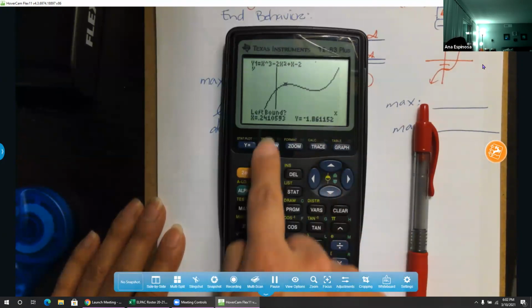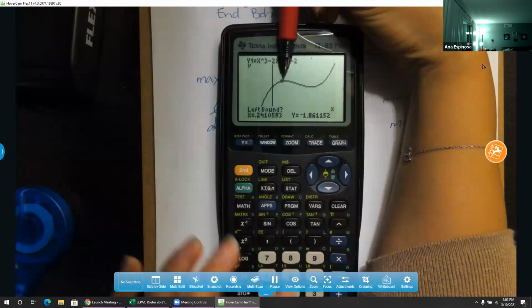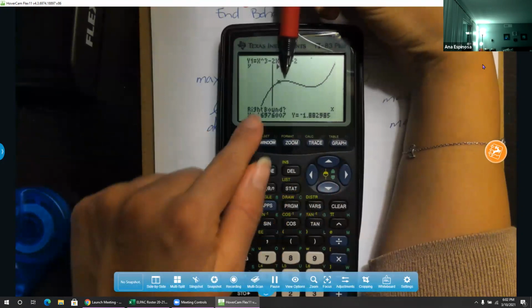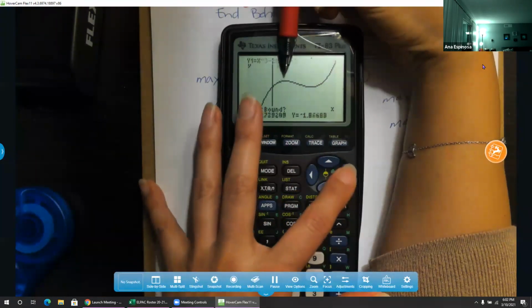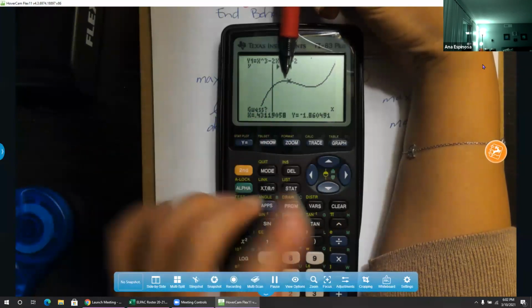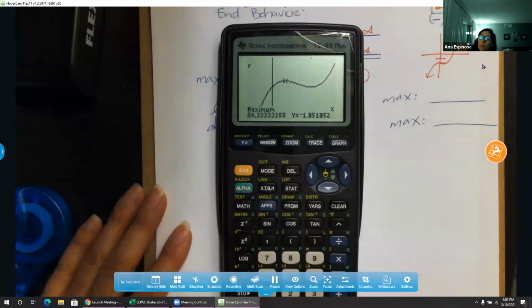And it's going to ask me for a left bound. So if I want this point right here, I'm going to go left of it, just a little bit left. I'm going to press enter. Then it's going to say right bound. So I'm going to go to the right of the point. And then where it says guess, just press enter again. And that's going to give me the exact maximum point.